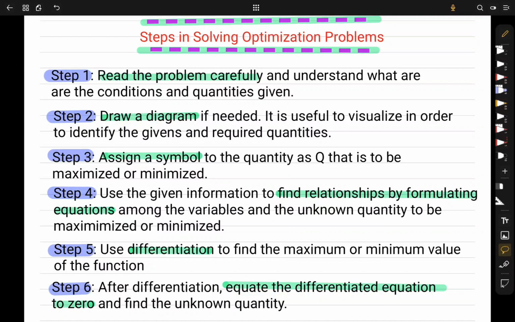Like the usual thing na ginagawa natin sa pagsusolve ng isang problem, dapat naintindihan at naunawaan natin kung ano ba yung mga hinahanap sa problem. Ano ba yung mga givens of problem. Para sa ganun, ma-perform natin yung tamang equation or yung tamang process sa ating problem. Step 2. Draw a diagram if needed. It is useful to visualize in order to identify the givens and required quantities.